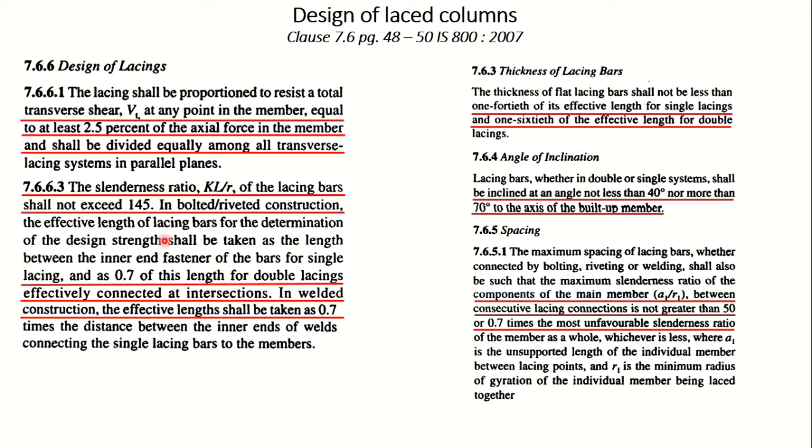Here the effective length of the lacing bars for determination of the design strength shall be taken as the length between the inner end fasteners of the bars for single lacing, and 0.7 times this length for double lacing system. Okay, if it is a single lacing system, we'll be considering the distance between the inner fastener lines over there. In case it is a double lacing system, it will be considered as 0.7 times the distance between the inner lines of the fasteners. Fasteners may be bolts, rivets, or welds. So this will be the slenderness ratio of the lacing bars.